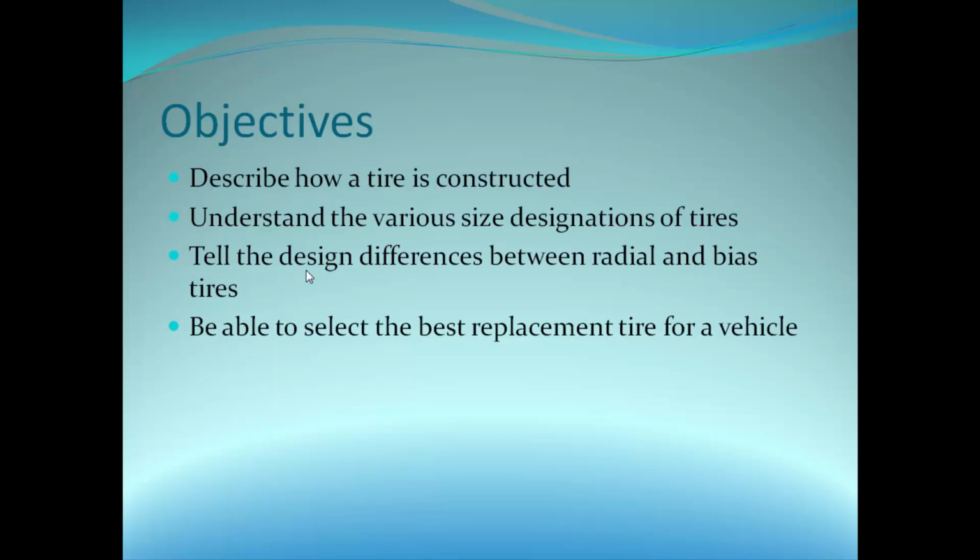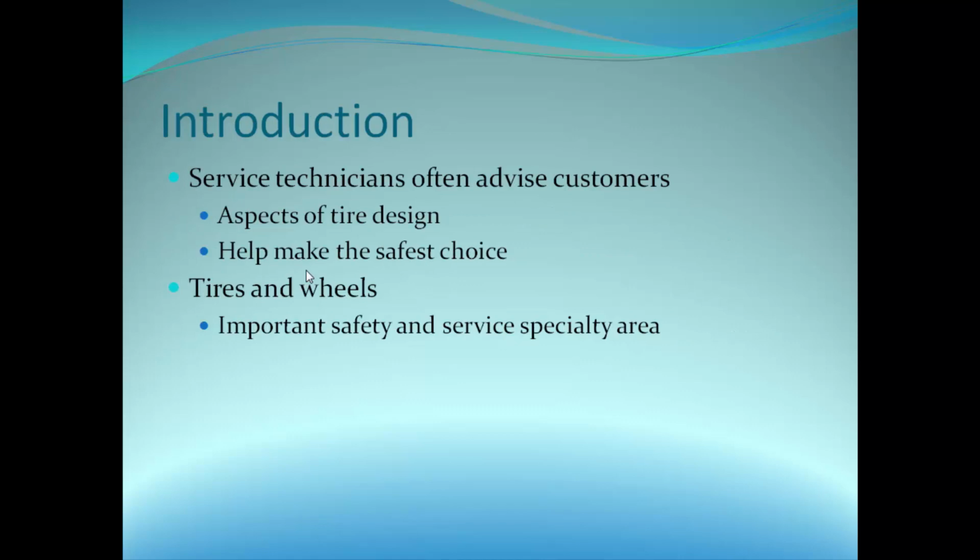The objectives here: describe how a tire is constructed, understand the various size designations of tires, tell the design differences between radial and bias tires, and be able to select the best replacement tire for a vehicle. In the introduction, service technicians often advise customers on aspects of tire design to help make the safest choice, because it is not right to choose just any kind of tire. According to the conditions you will drive your vehicle in, you must choose the appropriate tire. Tires and wheels are an important safety and service specialty area.